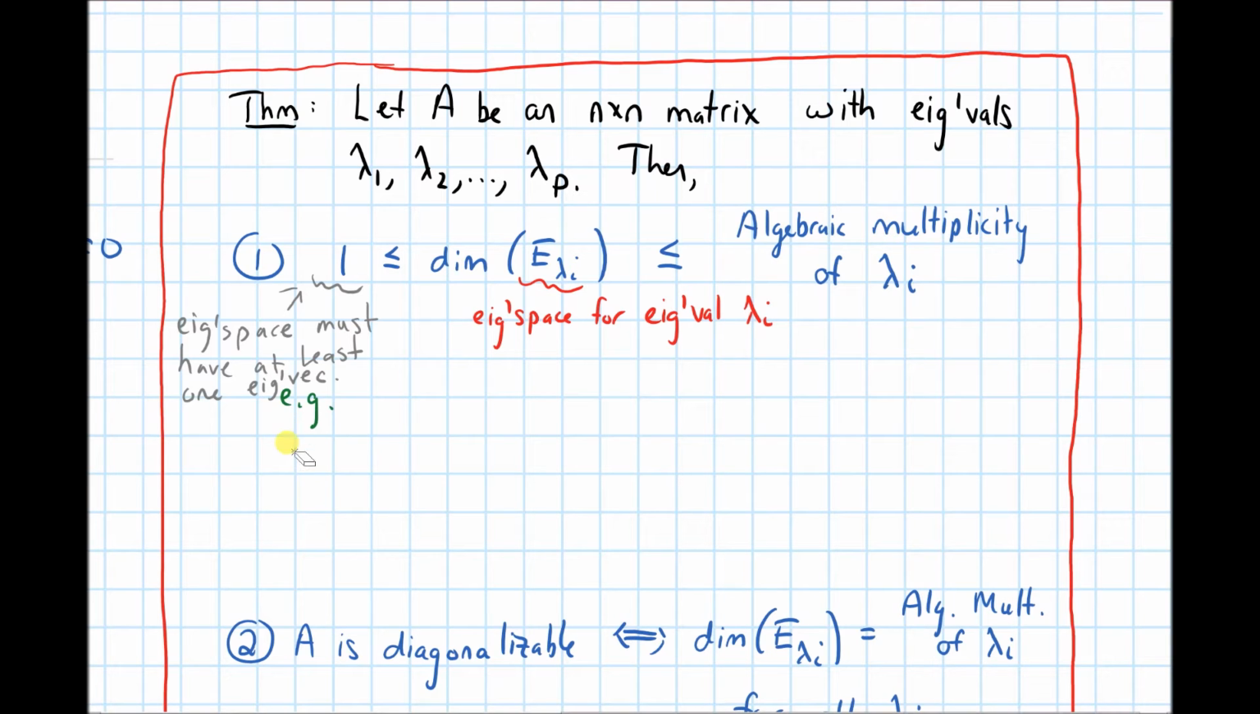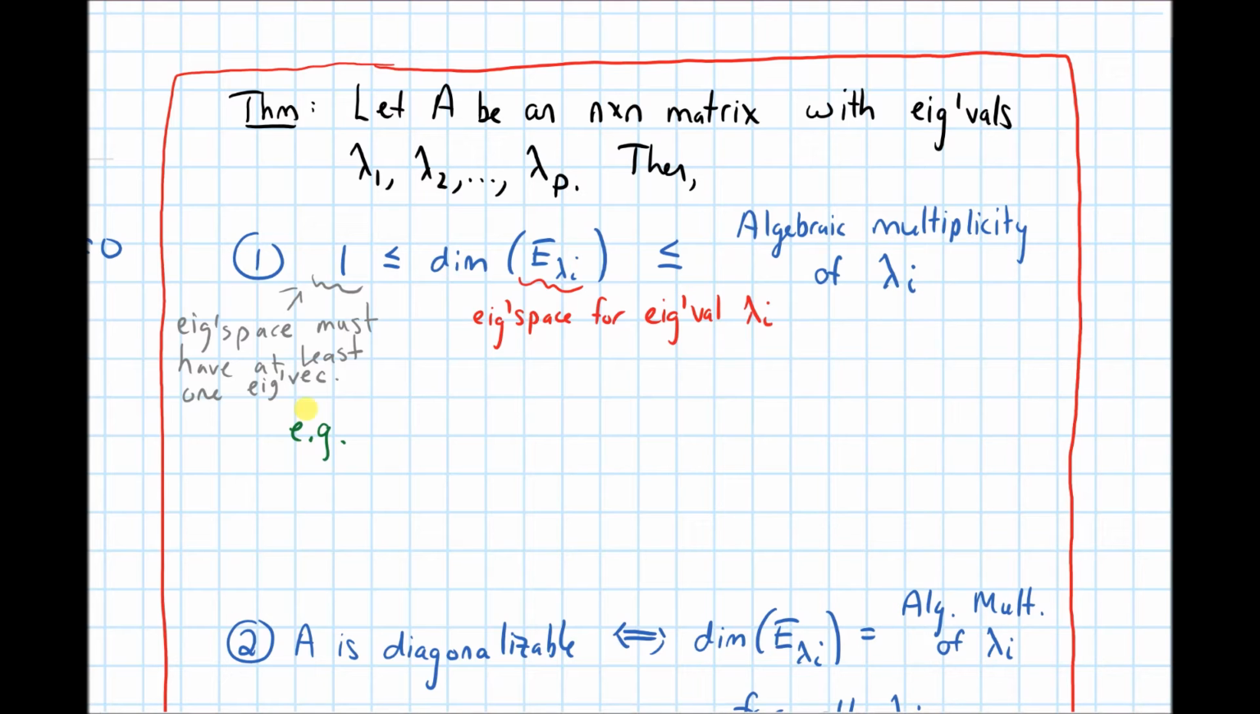I notice I'm going to need a little bit more room. Let me scooch this down a little bit, to give myself more room. And then the other part of this inequality says the dimension of the eigenspace is always going to be less than or equal to the algebraic multiplicity of that eigenvalue, lambda i.